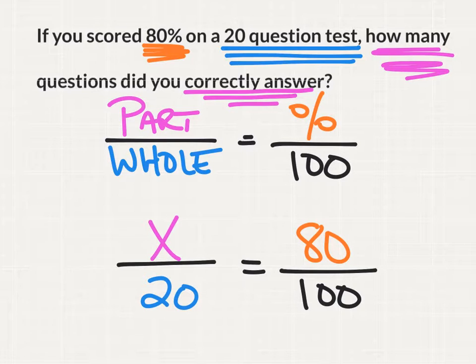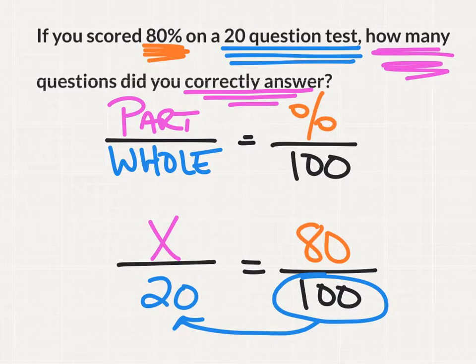Now I need to use one of my 6 proportion solving strategies to find the unknown value. How many questions did you correctly answer? Now, I see a relationship between these ratios. I see that I can go from 100 to 20. Keep in mind I always move in the direction of the X. So I can't go from 20 to 100 because I wouldn't be able to go from X to 80. I must go toward the X.